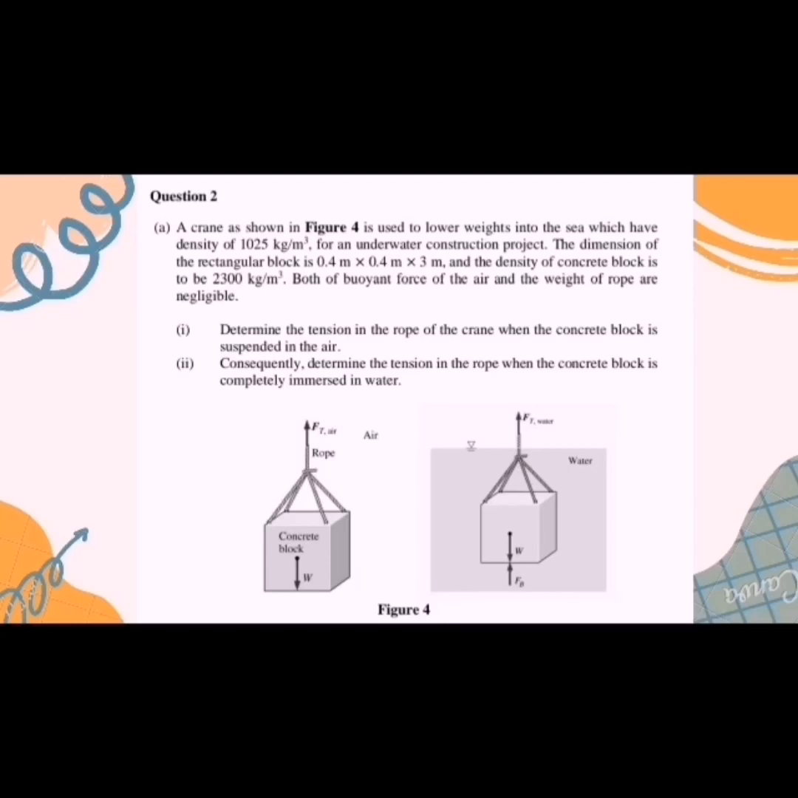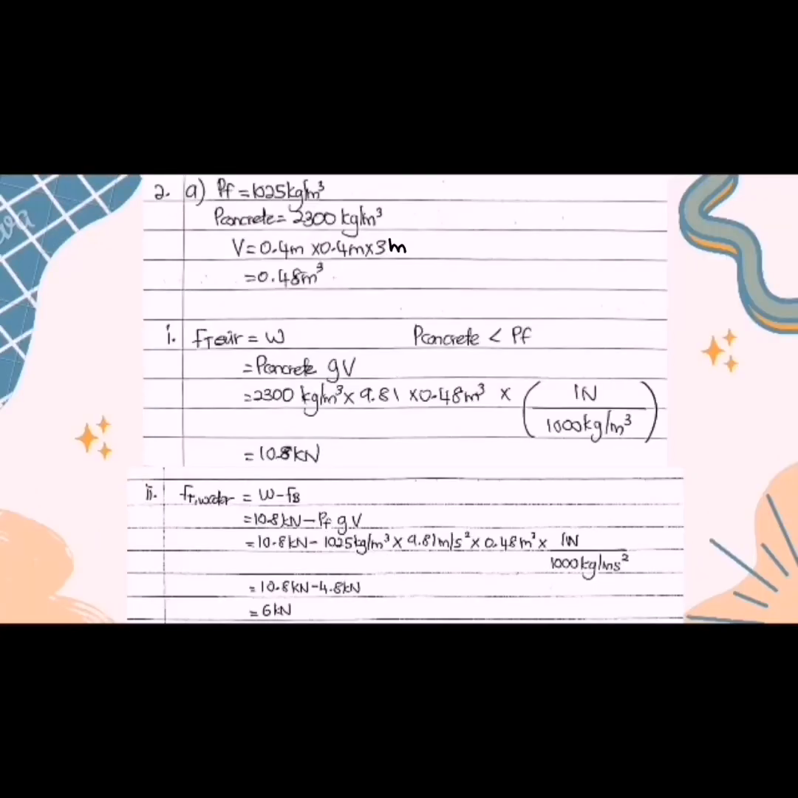These are the figures for question number 2. The second slide is about the explanation of question 2a(i). First of all, we need to find the information. The density of water is 1025 kg per meter cube, and for the concrete it is 2300 kg per meter cube. For the volume, 0.4 meter times 0.4 meter times 3 meter equals 0.48 meter cube.